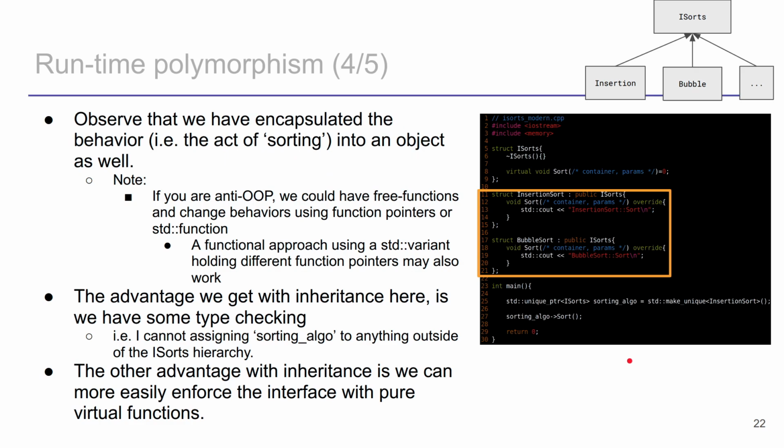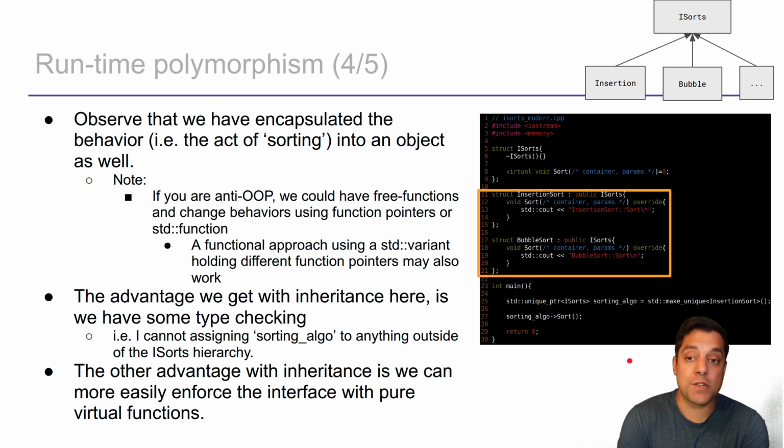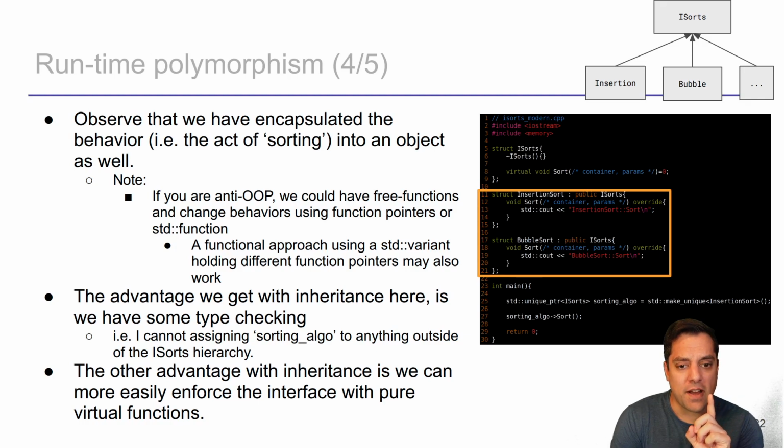Now, one thing to observe here, I've gone with an object-oriented approach. I've said inheritance is a great tool for this. Now, we have to be a little bit careful with inheritance, so stay tuned for the next few slides, and I'll talk about why. But if you're really anti-object-oriented programming, you could just have free functions or function pointers. That's another way that you could change behavior. And maybe you could even put those into a variant or something to constrain your set of different functions that you could call, or you could use an array if you wanted as well with the different functions.